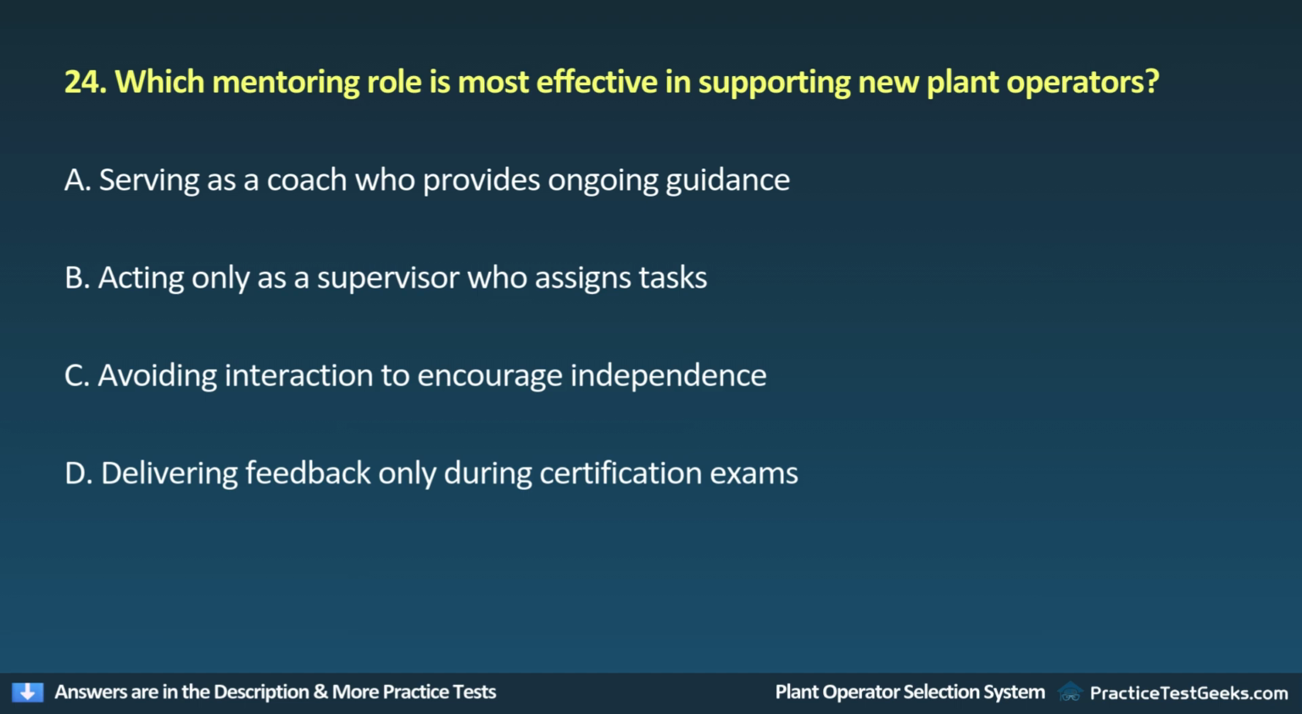24. Which mentoring role is most effective in supporting new plant operators? A. Serving as a coach who provides ongoing guidance. B. Acting only as a supervisor who assigns tasks. C. Avoiding interaction to encourage independence. D. Delivering feedback only during certification exams.